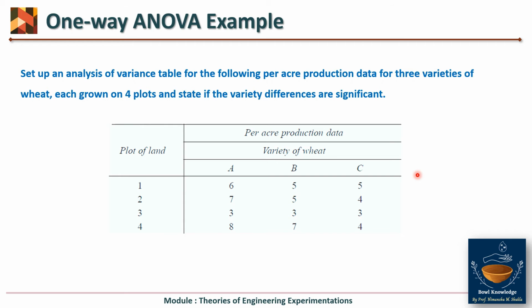So what is the example? Again, this example is adapted from a standard book, so that you can go through it later also. Set up an analysis of variance table, that is the ANOVA table, for the following per acre production data for 3 varieties of wheat, each grown on 4 plots. State if the variety differences are significant.